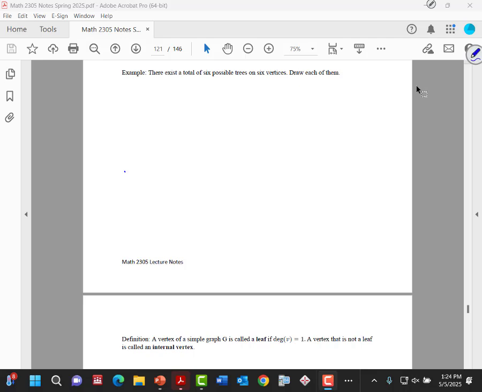There exists a total of 6 possible trees on 6 vertices. Let's draw each of them. Okay, so T1. Well, I could have this tree as follows. This is very boring. But there's T1. T2. I could have a tree that looks like this.